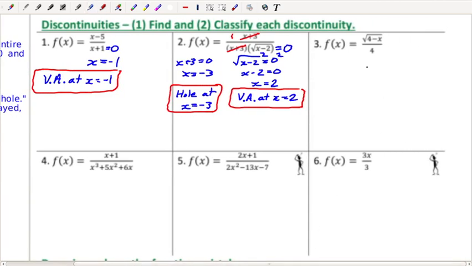Number 3, again, we want to find any discontinuities by setting the denominator equal to 0. So I take the 4 equals 0 and I go, hang on. 4 will never equal 0. This is never going to work.